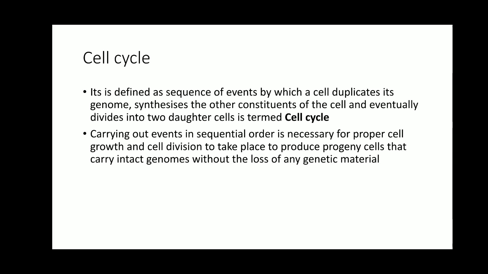Once again, I'll define cell cycle. It is defined as the sequence of events by which a cell duplicates its genome and synthesizes the constituents of the cell. If a parent cell has to divide into daughter cells, it has to distribute its cell organelles and all the cell structures to the daughter cells. So how will it distribute? When they are already synthesized, then only it will be able to distribute. So, synthesizing these constituents of the cell and eventually dividing the parent cell into two daughter cells is termed as cell cycle.